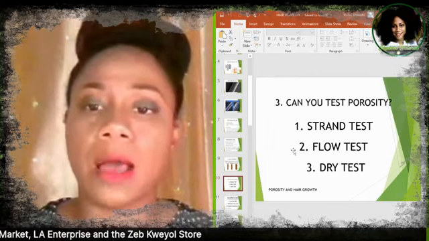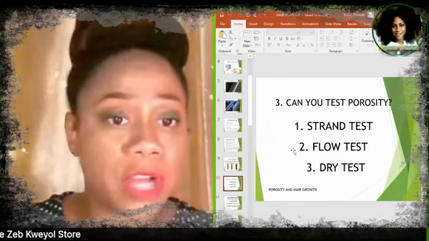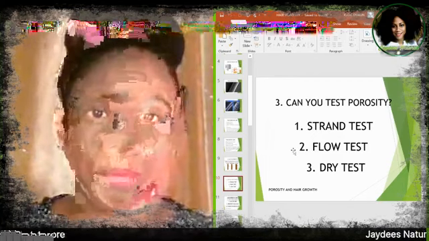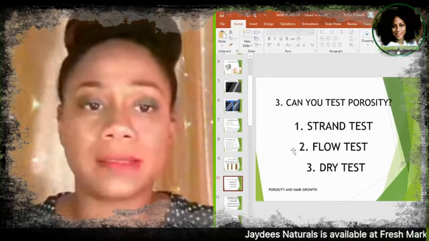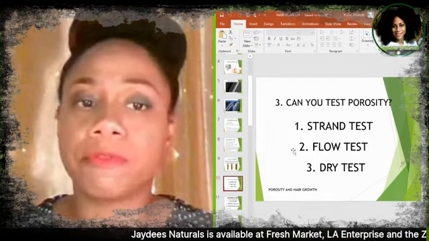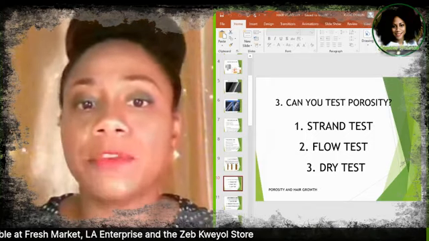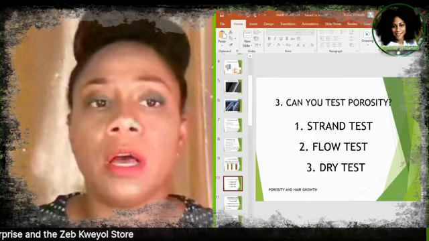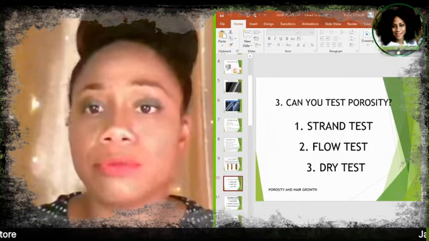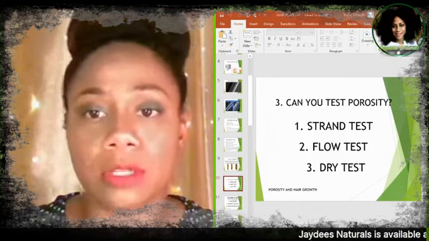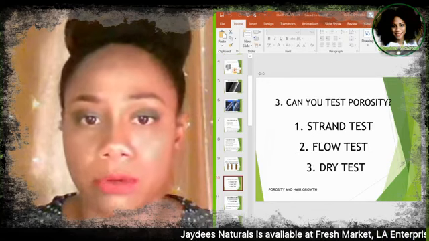Okay, so those different tests, you can try them if you want to, but I don't recommend it, because you might do the strand test and say your hair is full of oil. You know, oil and water don't mix, it might stay on top, and that is not a true reflection of the porosity of your hair. Okay, so we have to be very careful of the tests that we do to determine our hair type. They are not accurate and I don't recommend it.